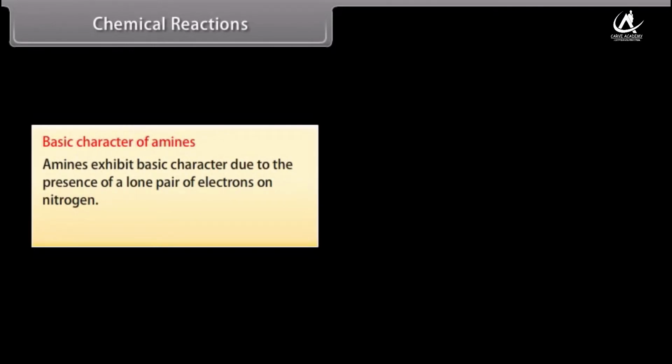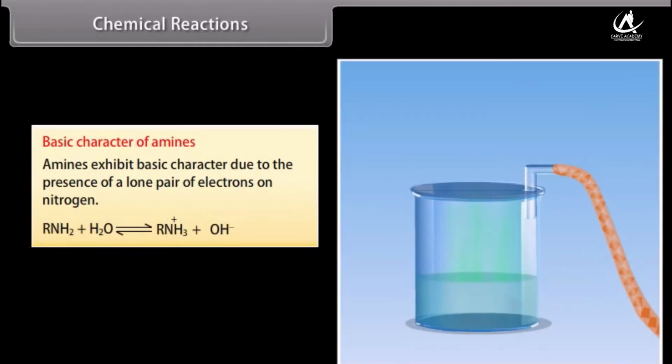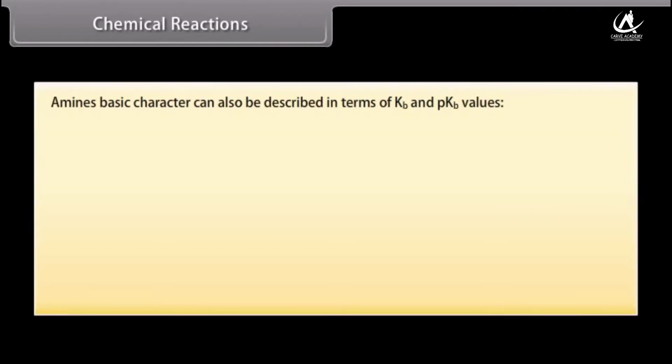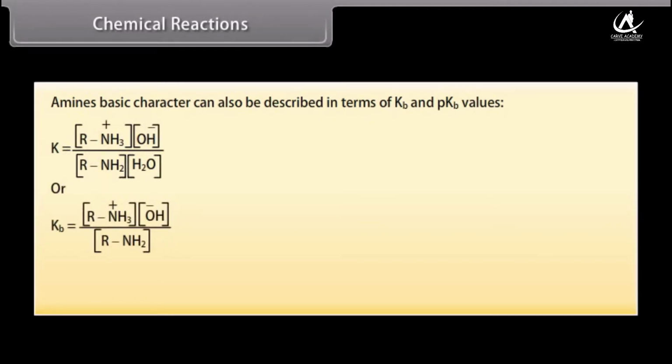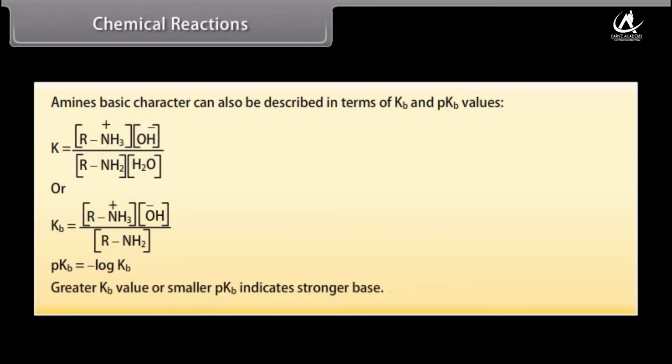Amines exhibit basic character due to the presence of a lone pair of electrons on nitrogen. They are stronger bases than water and are therefore protonated by water in their aqueous solutions. Amines' basic character can also be described in terms of Kb and pKb values. The value of Kb can be written as, from which the value of Kb can be inferred as given. Now pKb is equal to the negative logarithm of Kb. A greater Kb value or smaller pKb indicates a stronger base.